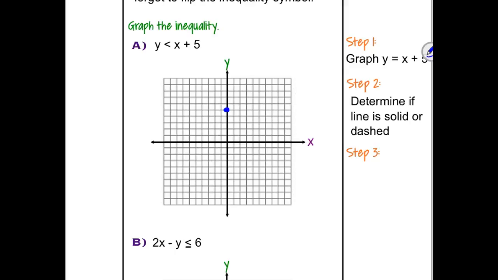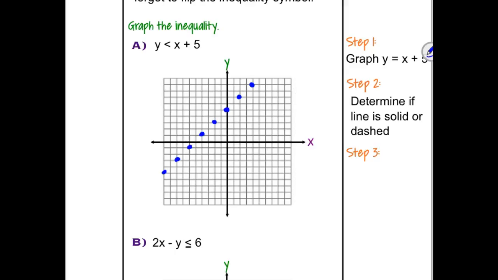Remember, the vertical axis is y, horizontal axis is x. Some of you are still flipping those around. And then our slope is 1, so we go up 1, right 1. And I'm going to go up a couple just to space out my points. And with these, you want to have dots all the way to the edges of the graph, because I do expect your linear inequalities to be neat and accurate.